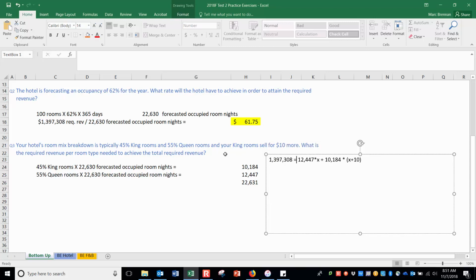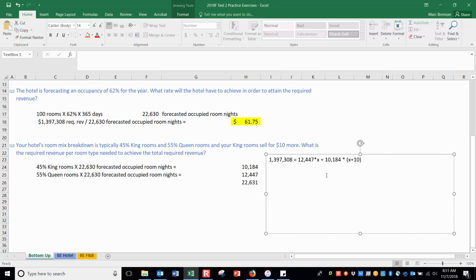To do that, using this breakdown, I have to sell 12,447 rooms. I don't know at which rate. I also need to sell 10,184 king rooms, and I need to multiply that by the queen room ADR plus $10, because that's how much more I typically sell king rooms for compared to queen rooms.